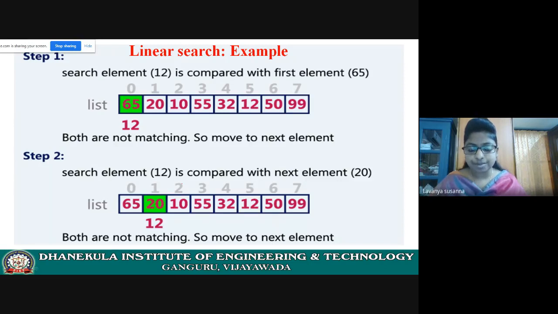I am giving time. I request all the students to note down. Solution. Linear search means you need to search linearly, in sequential order, one element by one element. Okay, 12 is not equal to 20, so you need to compare with the next element.